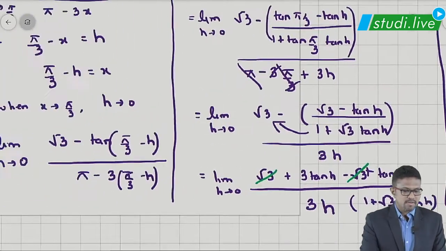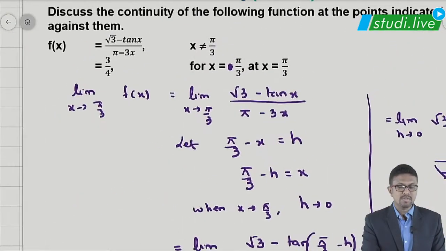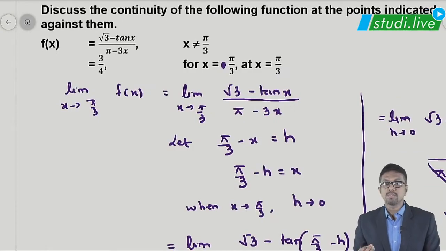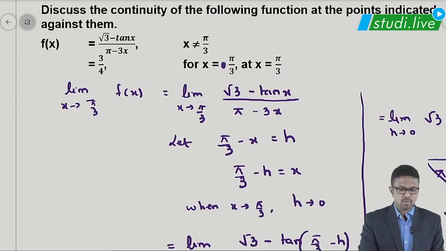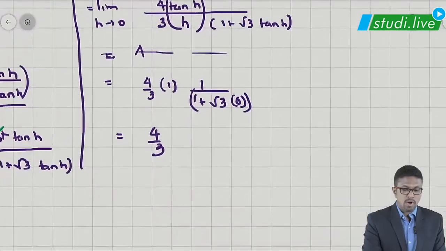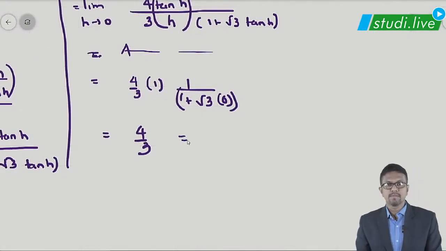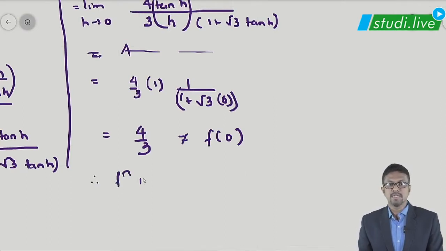What was the function value that was given in the question? It was 3 by 4. It was not 4 by 3. It was 3 by 4. So what can we say? This limit is not equal to the function value at that point. So therefore the function is discontinuous at x equal to pi by 3.